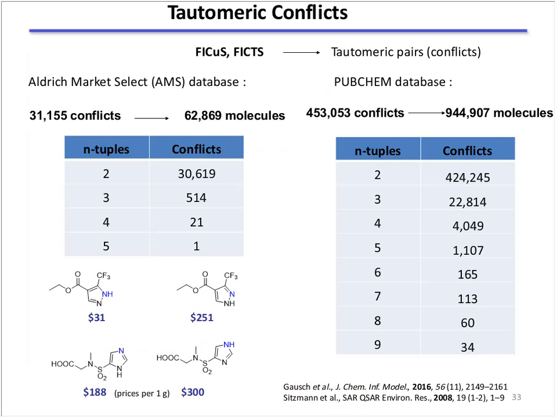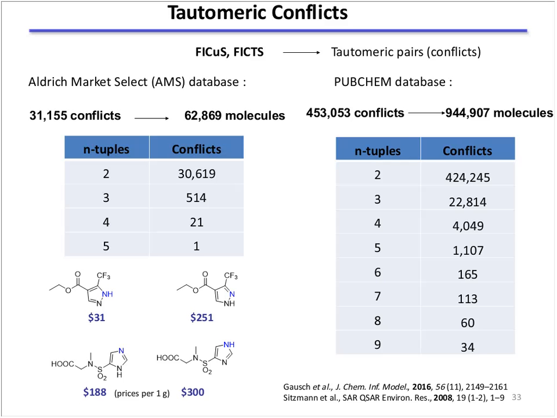Next topic is tautomer conflicts. What are tautomer conflicts? These are molecules present in the same database or in different databases which are tautomers of each other. We have analyzed around 40 different databases collected from different sources. Some of the results are on our list.